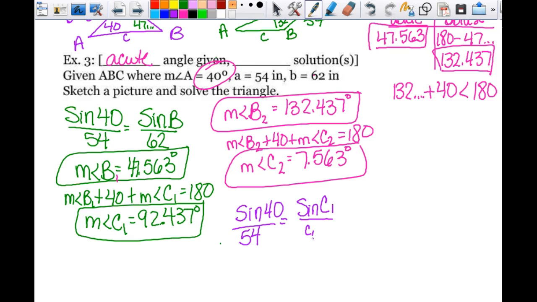So when I cross multiply and divide, I'm going to get the length of c1 is 83.933 inches. Give you a chance to go and type that in. Double check the time here. Oh yeah, my watch is fast.